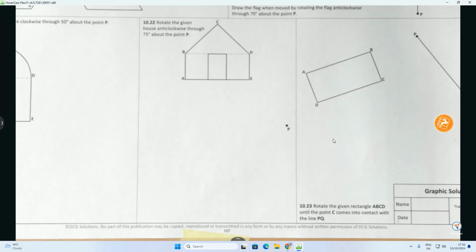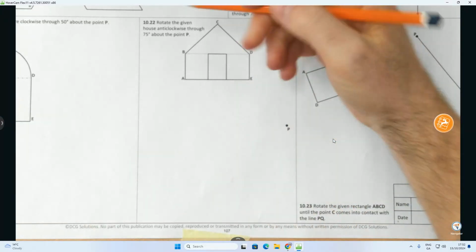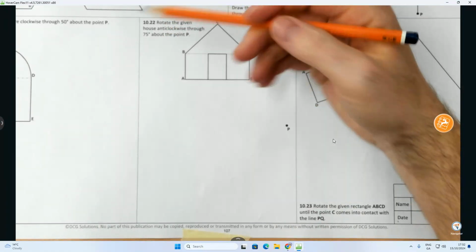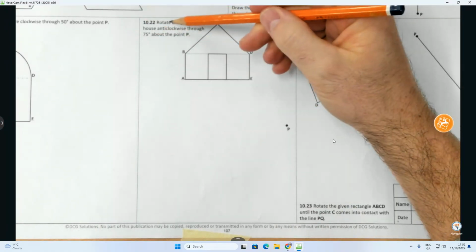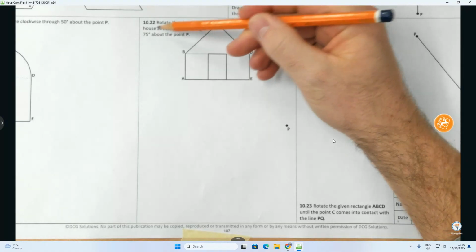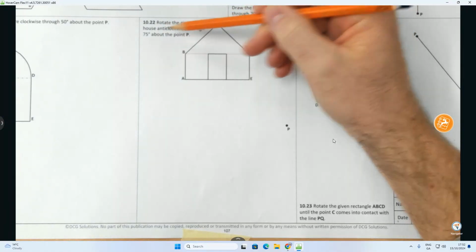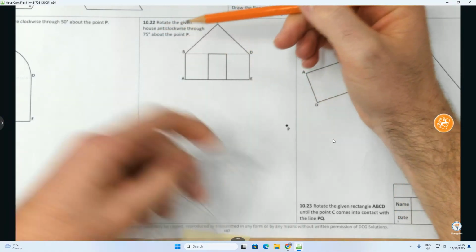Right guys, so this question here I gave to you for homework. This is how you complete it. We started rotations today, but I'm going to do this very quickly now because we went over it a couple of times in class. It says here, rotate the given house anti-clockwise through 75 degrees about point P.